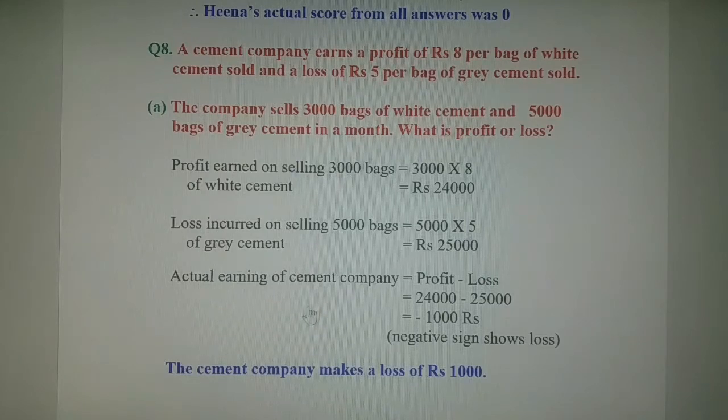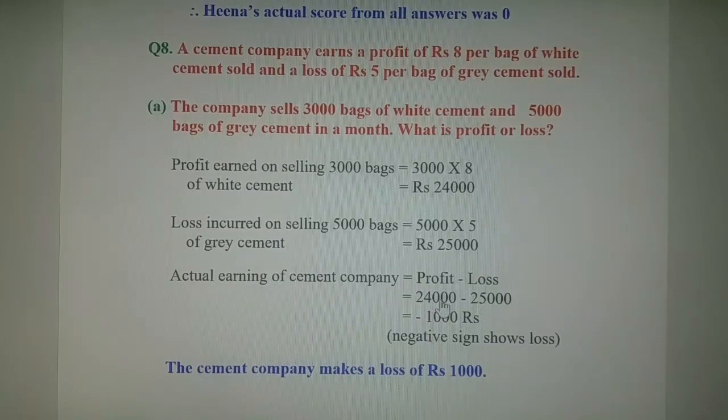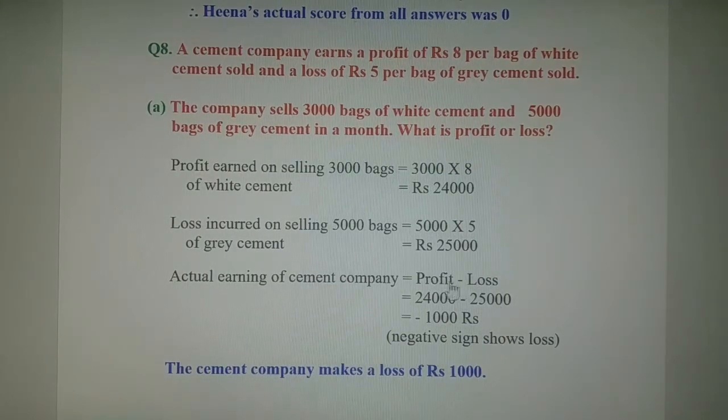So the actual profit or the actual earning of the cement company will be the total profit minus the total loss. So they are making a profit of 24,000 on selling bags of white cement, but they are also making a loss of 25,000 on selling bags of grey cement. That means the money which they are earning is also being lost because of the loss. 24,000 rupees they are earning as profit, but they are also having an expenditure because of the loss. That means they are suffering a loss of 25,000 rupees.